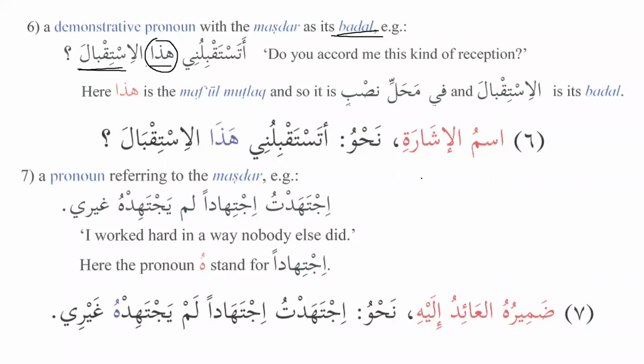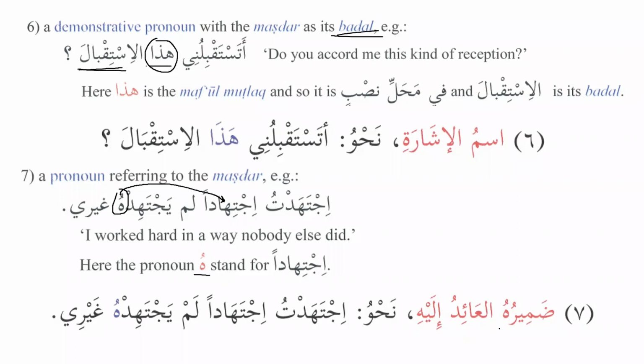So ismul ishara, nahwu atastaqbiluni hadha al-istiqbali. Then we have a pronoun referring to the masdar. For example, ijtahadtu ijtihadan lam yajtahidhu ghayri. So here, the pronoun "hu" refers to ijtihad, as we can see over here. So, I worked hard in a way nobody else did. Here the pronoun stands for ijtihad.